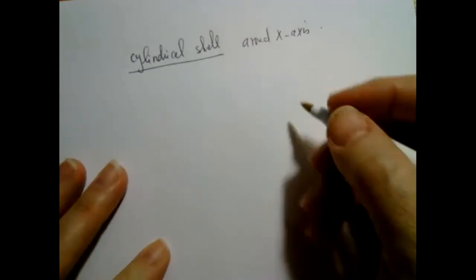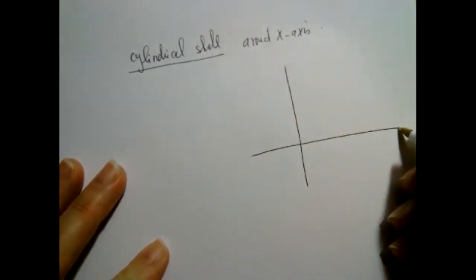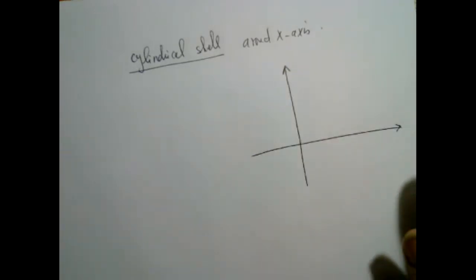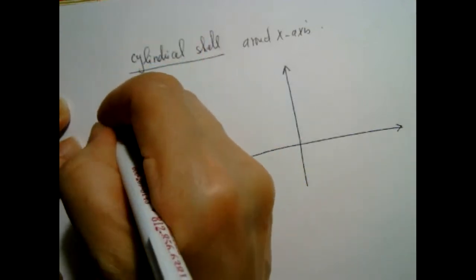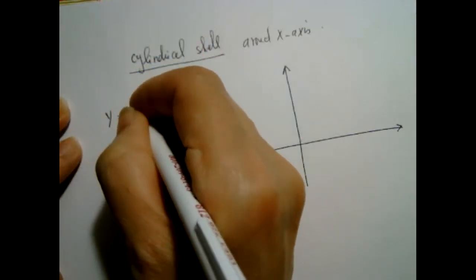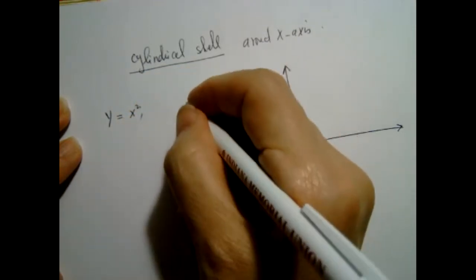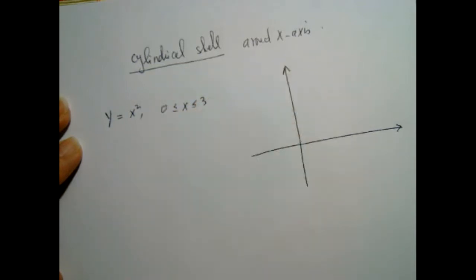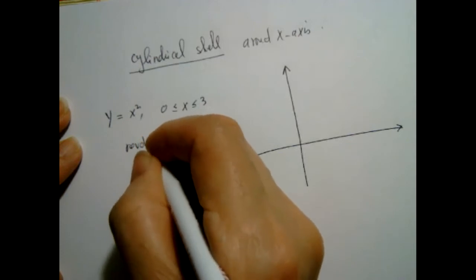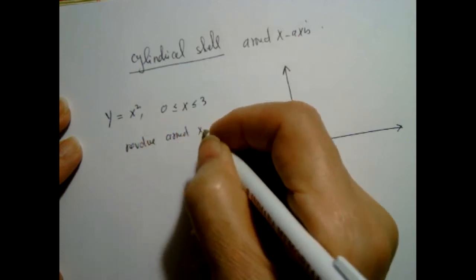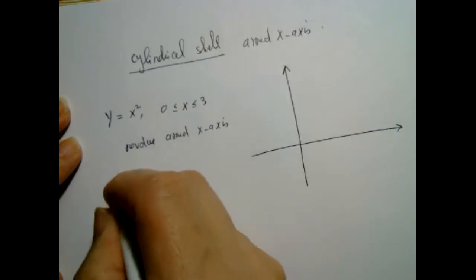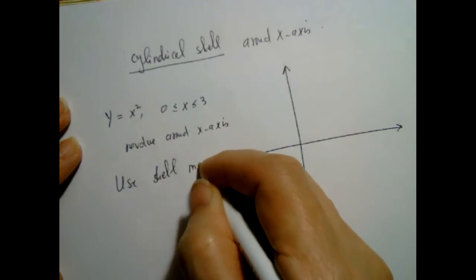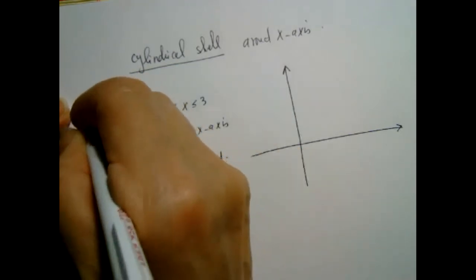So let's make up a problem. We'll take a simple curve, so the curve itself will not give us an issue. Let's consider the curve, I don't know, y equals x squared for x between 0 and 3, for example. Revolve it around the x-axis and use the shell method. So the problem is very clear. Use the shell method. We're not going to use the washers method.